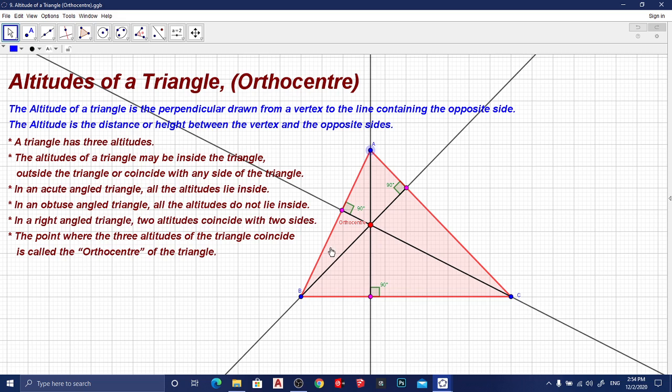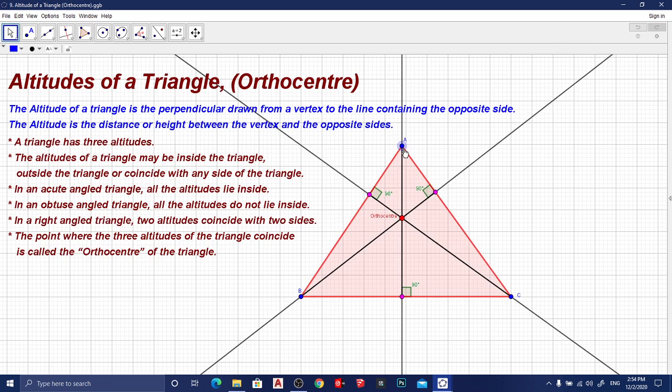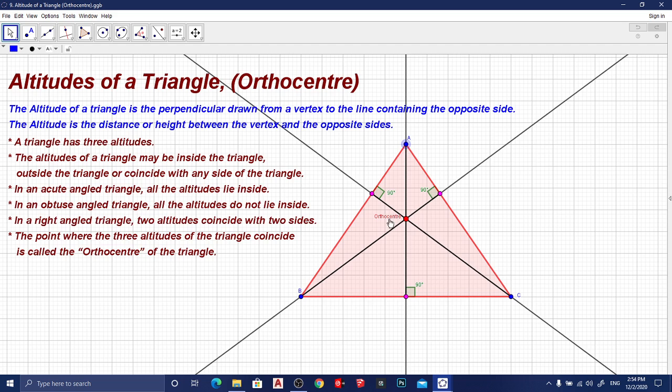Like that, in any triangle you can draw 3 altitudes, like medians. From this vertex, if you draw an altitude, this will be the altitude here. From this vertex, this is the altitude. Like medians, altitudes also intersect at a common point like this. So this point is called the orthocenter. The intersecting point of the 3 altitudes of a triangle is called the orthocenter.